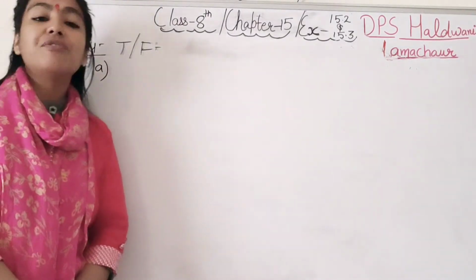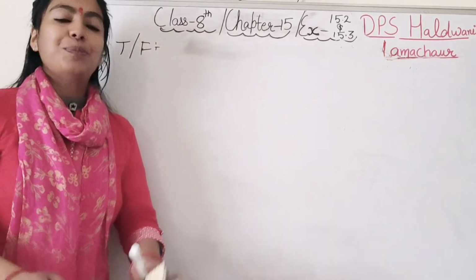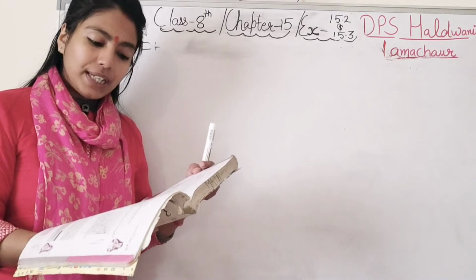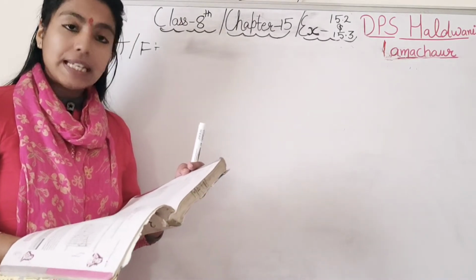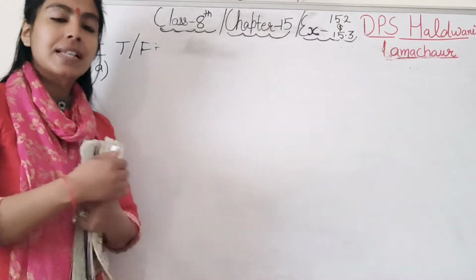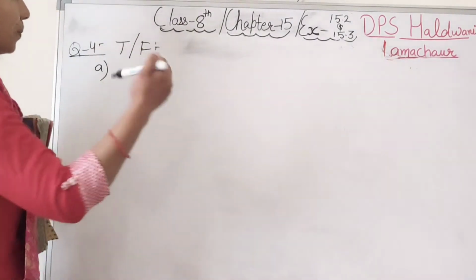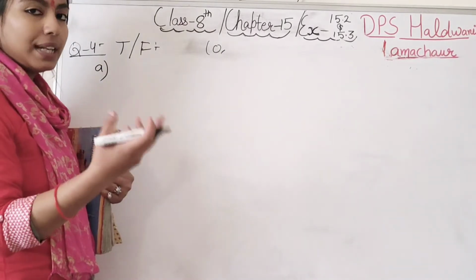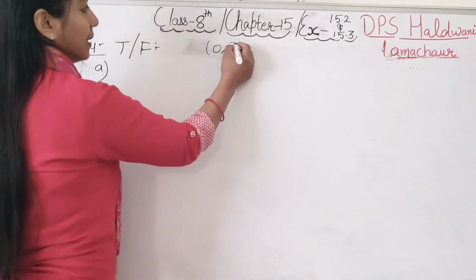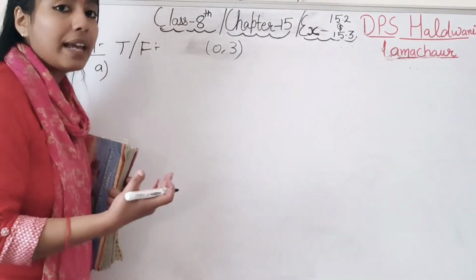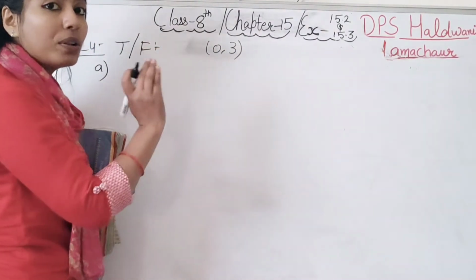In question number 4 we have true and false. So please have a look in the book, students. A point whose x coordinate is 0 and y coordinate is non-zero will lie on the y-axis. Means the x coordinate is 0, right? And the y coordinate is non-zero, so anything: 1, 2, 3, 4. Right? So this point, where will these coordinates lie? Along the x-axis or along the y-axis?